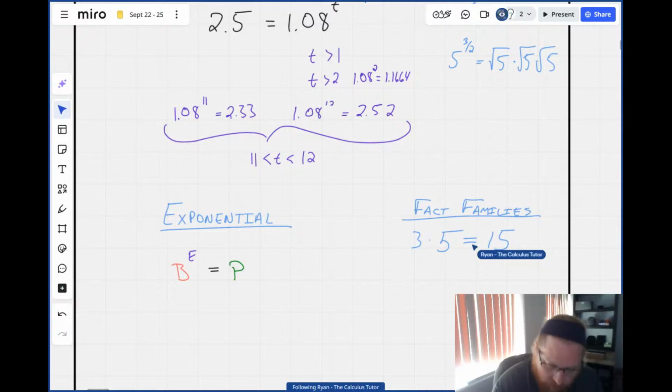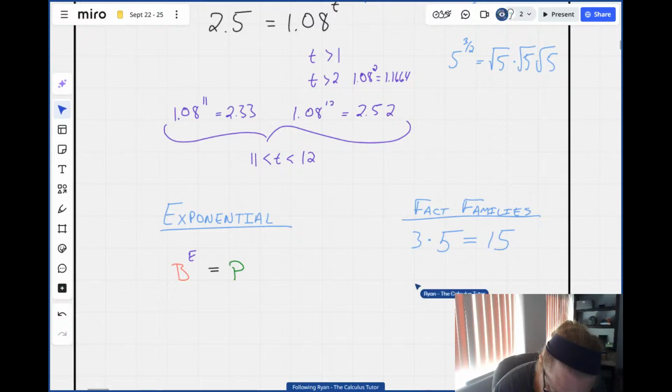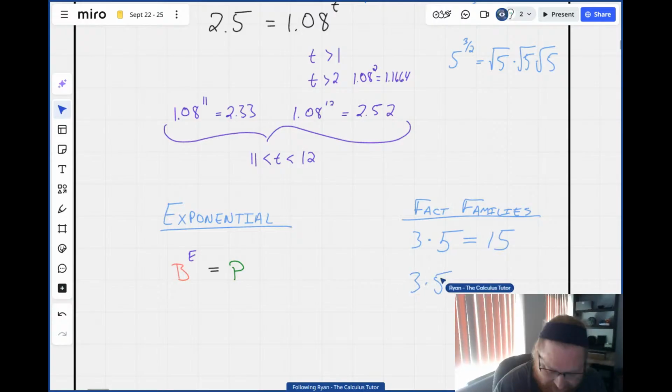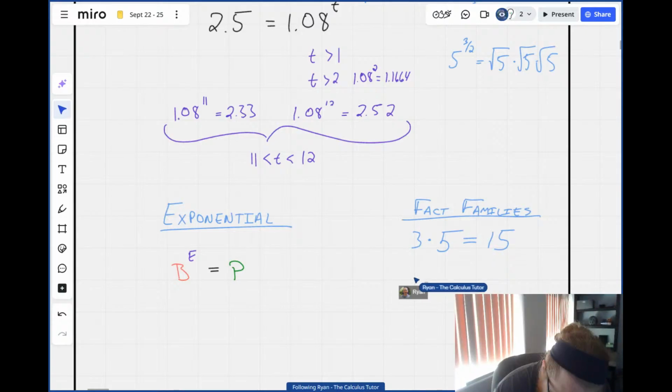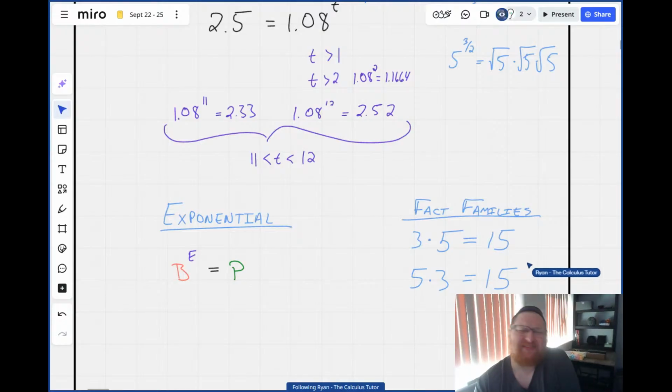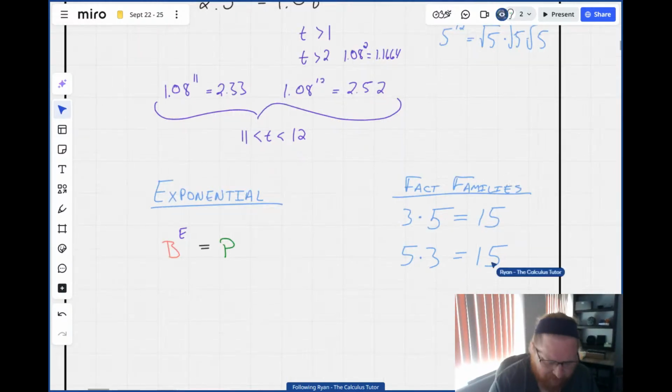That's not the only way to write that, right? We could also write 3 times 5. Oops, that's the same way. I could also write 5 times 3 equals 15. We're like, okay, yeah, that's basically the same thing. It's just multiplication. You can multiply numbers in either order. That's a property of multiplication.